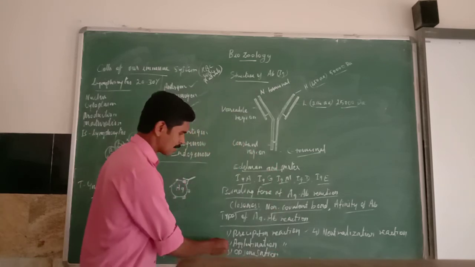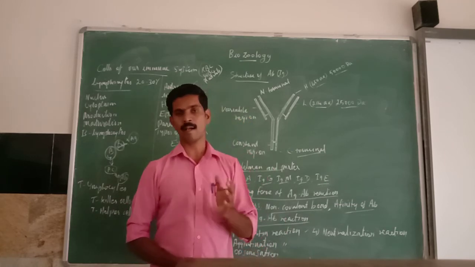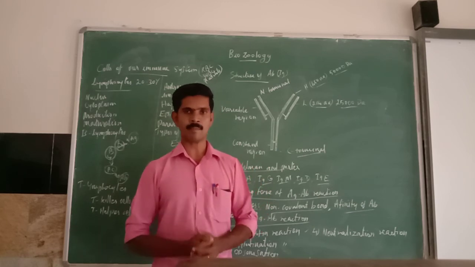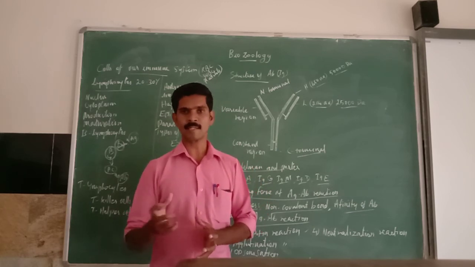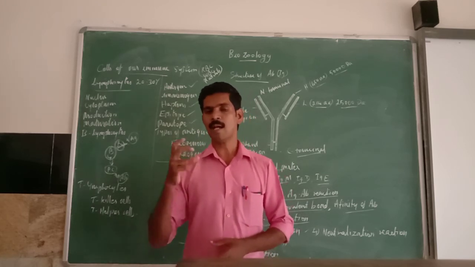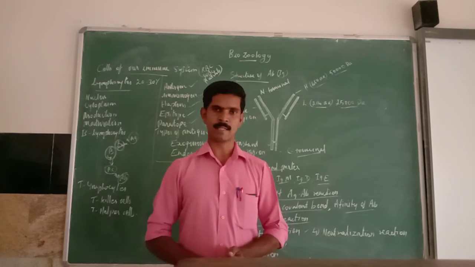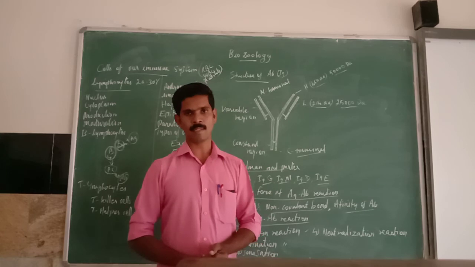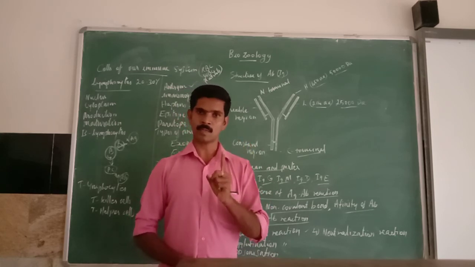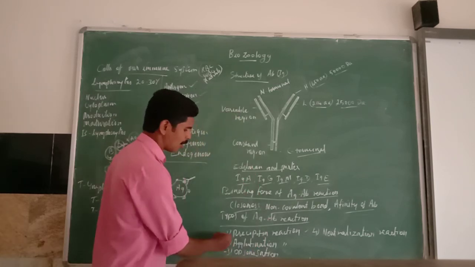Then the second reaction is called agglutination reaction. Agglutination reaction means when a particulate antigen reacts with the antibody, immediately agglutination is formed. So this reaction is called agglutination reaction, and the antibody which brings this reaction is called agglutinin. Understand?